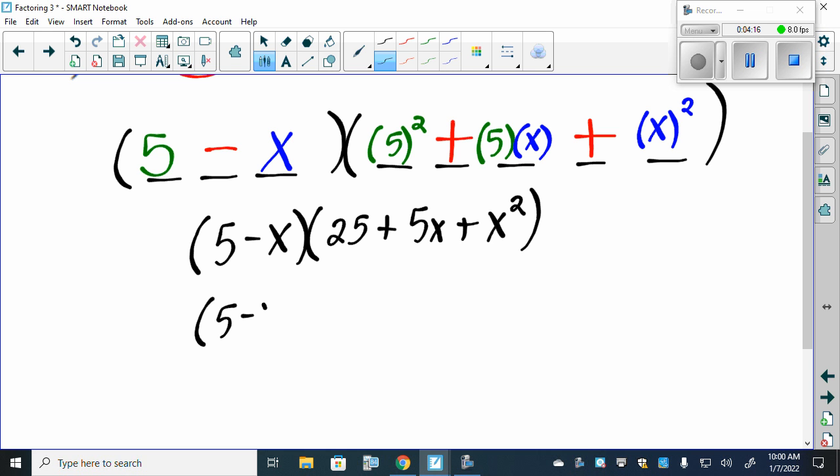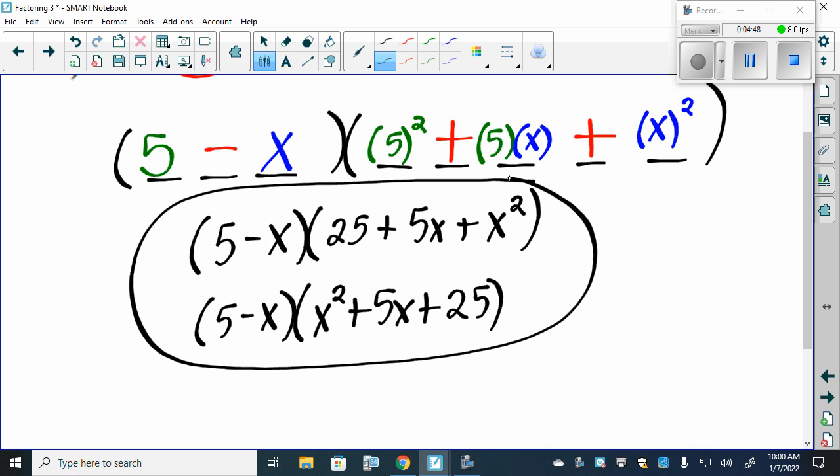Now we could rewrite the second one as x squared plus 5x plus 25, because we can reorder those variables just fine. I'd be a little bit hesitant to do it with the 5 minus x, because if we rewrote it, it would be negative x plus 5. It's a little odd having a negative x plus 5. It looks a little bit better to just leave it as 5 minus x. But either one of these here would be the correct factorization. Any questions on this here?